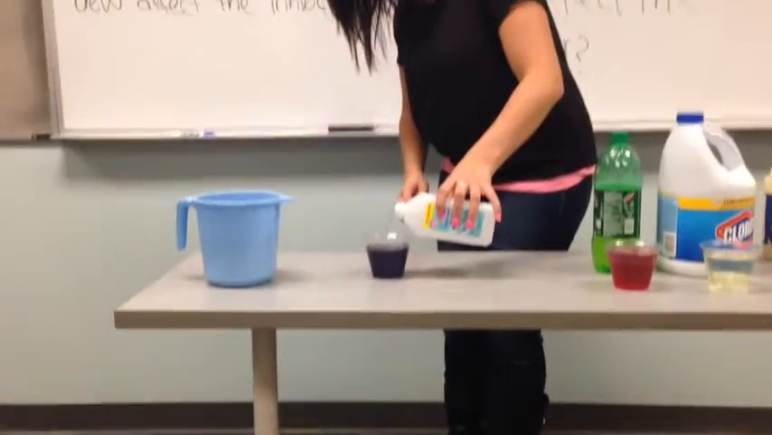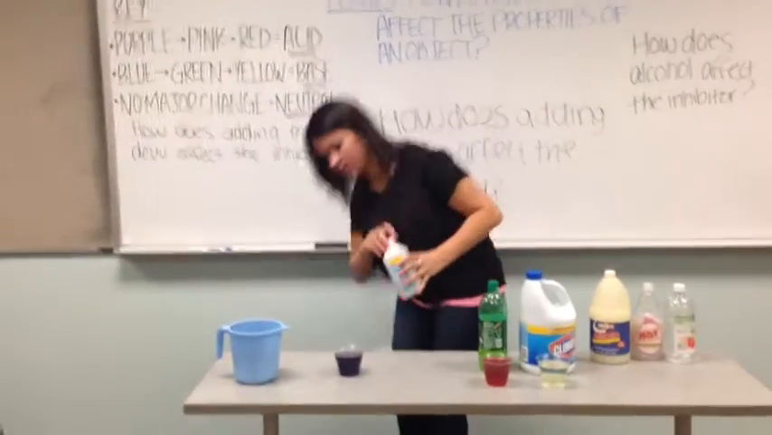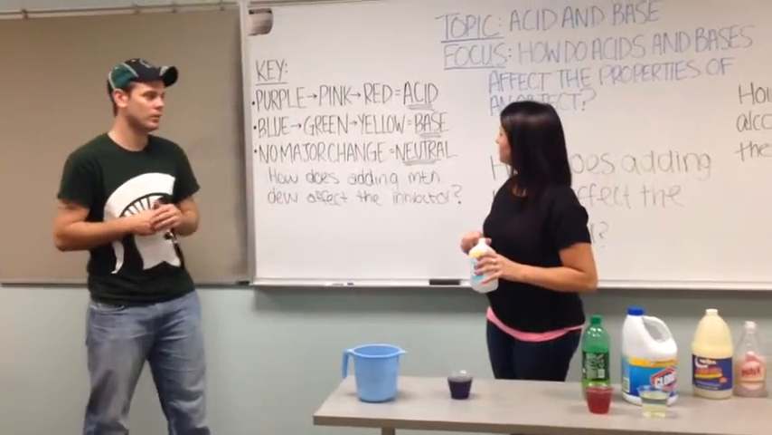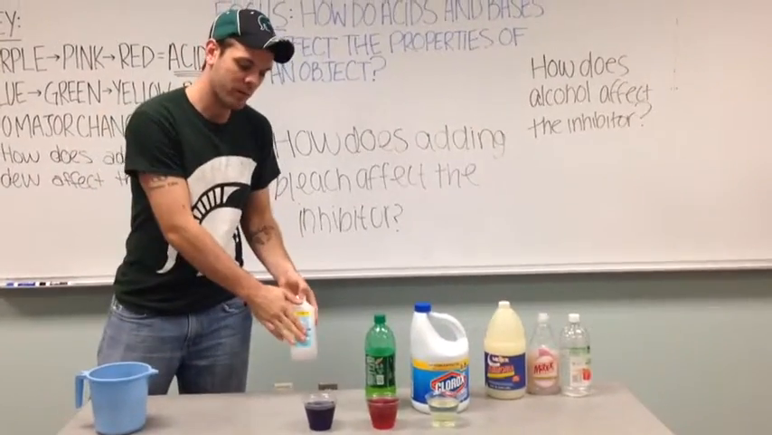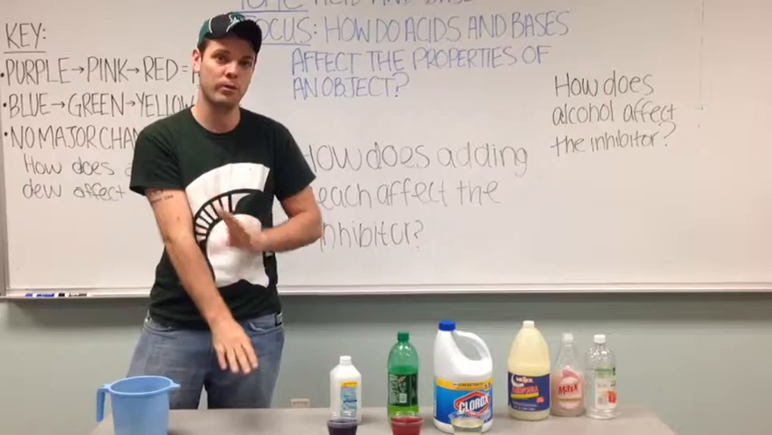Looks like it doesn't really change it. Yeah, I think with no major change, it'd be a neutral. Looks the same. Yep, that alcohol actually is a neutral, and it doesn't affect the color at all. Good. As you see, as we just tested, our rubbing alcohol is actually a neutral and doesn't do any major changing to our inhibitor at all.